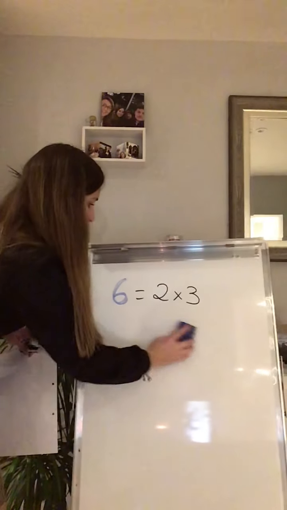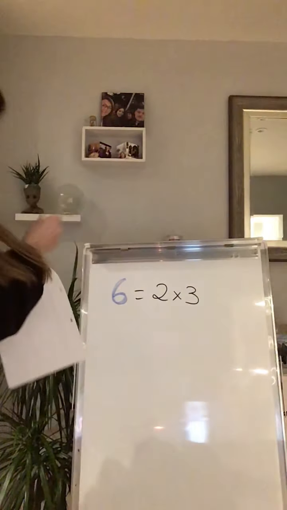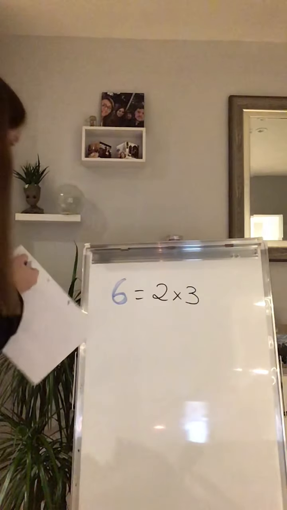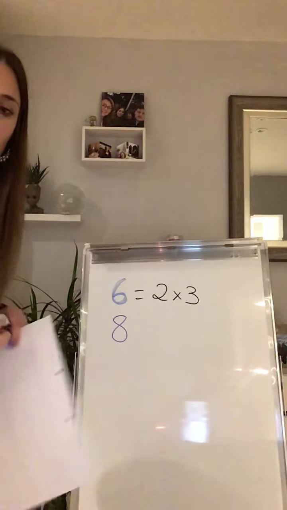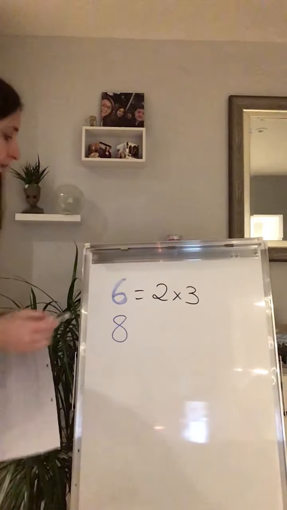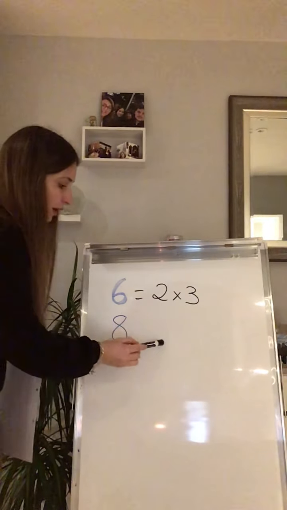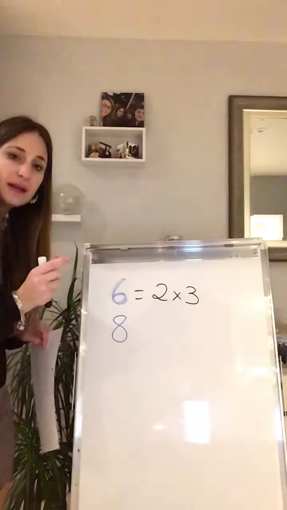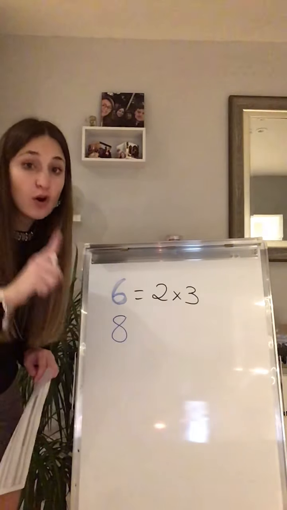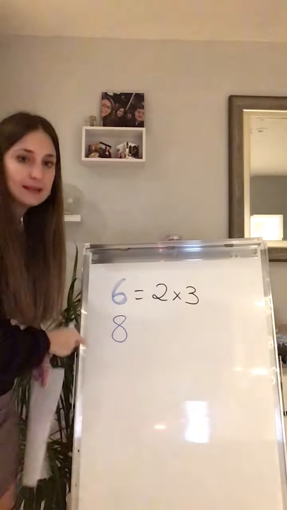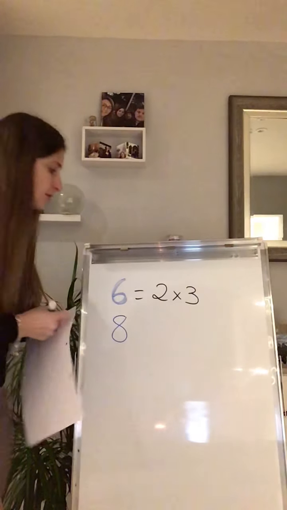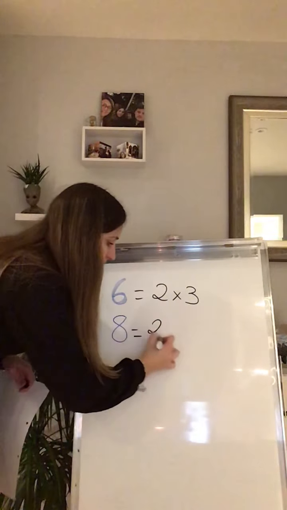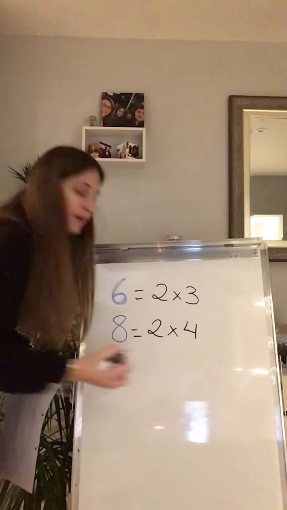So let's do another example. So I'm going to give you, for example, number 8. And I want you to show me the product, the answer of a multiplication, that multiplied together using only prime numbers, you get 8. Okay, a little bit tricky, Miss Lopez, because I know that 2 times 4 is 8.